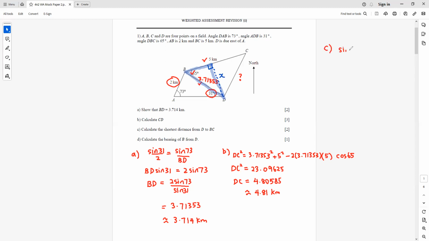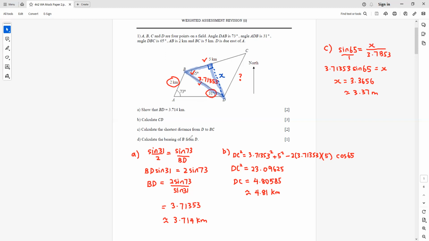So sine 65 is equal to opposite over my hypotenuse, 3.71353. Okay, so this is over 1. So when I multiply over, it's 3.71353 sine 65 is equal to X. Okay, so again, just press your calculator. You get 3.3656. To 3 significant figures, 3.37. Okay, so that's the shortest distance from D to BC.